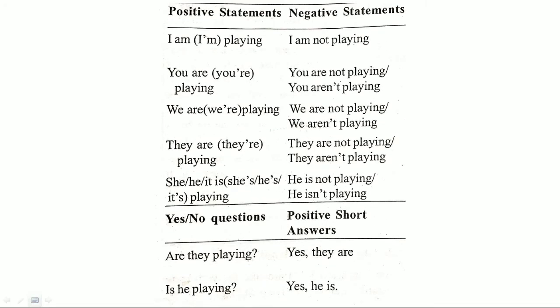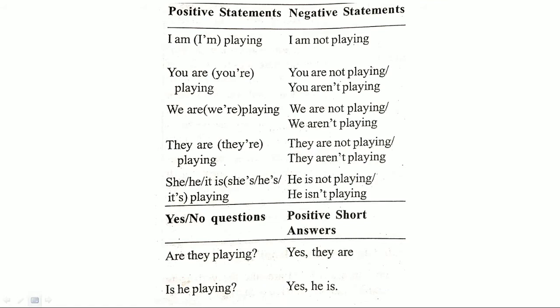Here we can see some negative and positive sentences, and how to make questions out of present continuous tense. Here are positive statements and negative statements. I am. In brackets you can see the short form, that means "I am" itself. I am playing. The negative statement is I am not playing. "Not" is added along with "am", so it becomes I am not playing. You are playing. You are not playing, or you aren't playing.